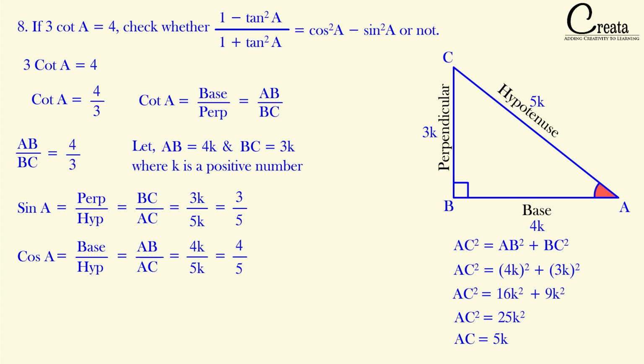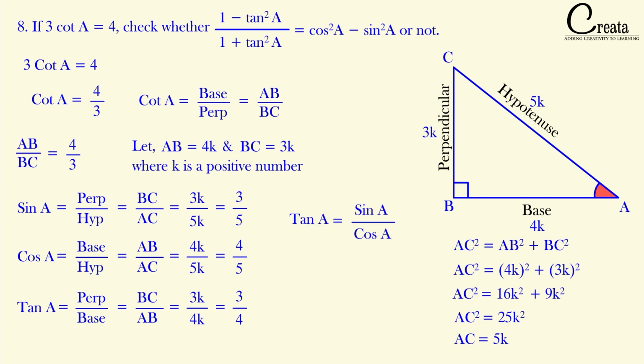We got sine and cos. Let's find tan A. In two ways we can find the value of tan. Tan is perpendicular over base, that is BC upon AB. We got BC as 3K, AB as 4K, so we got the value of tan A as 3 upon 4. Got it? This is the first way. Let's check out the second way.